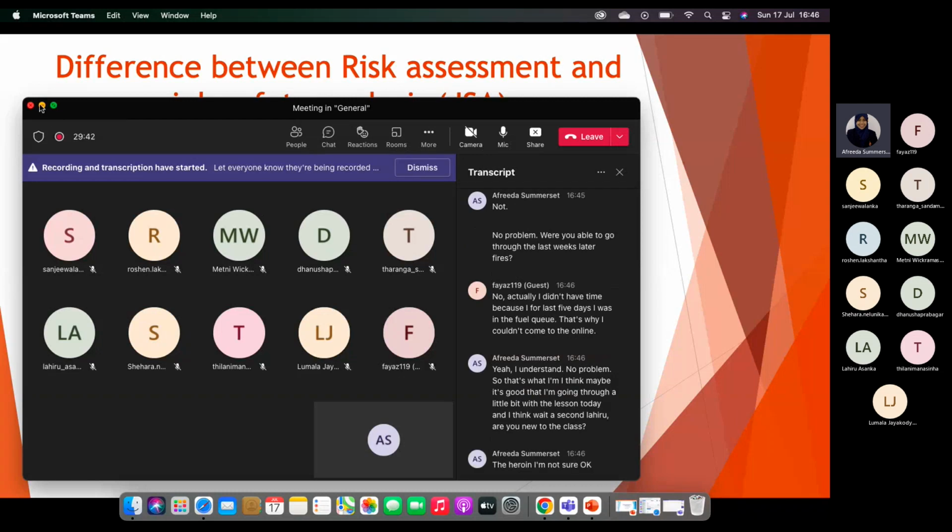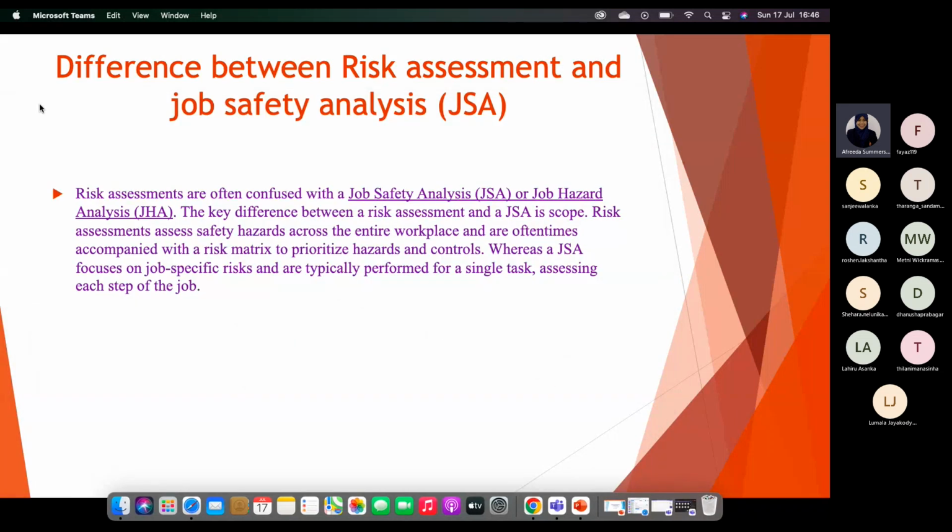Okay. Anyways, this is what we learned last week. So just know what is job safety analysis and job hazard analysis. Okay, let's go.